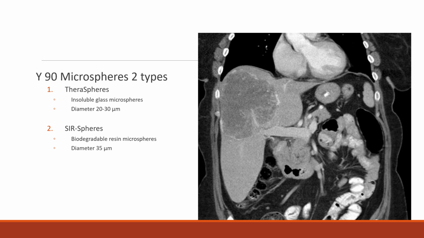And so the thyrospheres being a little bit larger, they have the ability to occlude the capillary beds. And so what they will do is choke off the blood supply to the tumor, and then the Y90 beta delivers that radiation dose. So it's kind of twofold. We choke off the blood supply, and then we obliterate it with beta, and that will kill the cancer cells.